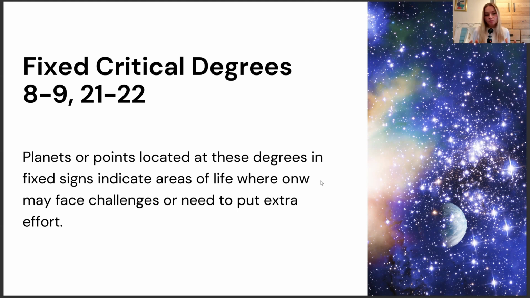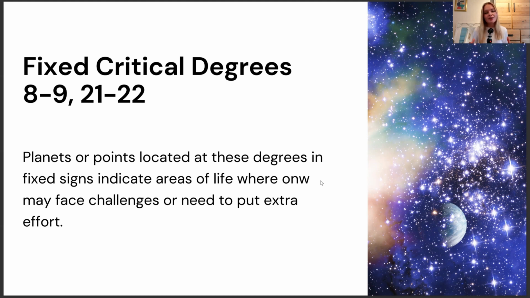At the same time, perhaps any planets or points located at these degrees in fixed signs can indicate areas of life where you will have to face a certain degree of challenges, and perhaps you have to implement a little bit more effort. Your planets or points located at these degrees in these fixed signs can mean that the areas of life that are ruled by these planets or where these planets are present, here you may have to face a certain degree of challenge, or perhaps implement more energy, more effort. But at the same time, there is this indication of determination and stability.